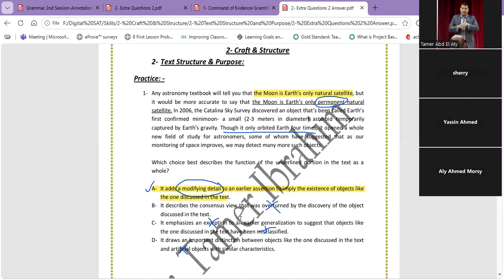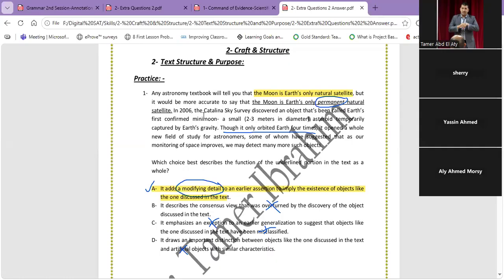He just adds another adjective. Okay, D: it draws an important distinction between objects like the one discussed in the text and artificial objects with similar characteristics. Does he do that? No, he doesn't talk about artificial. Even the mini moon here is not artificial. Okay, thank you, Ahmed. Perfect.